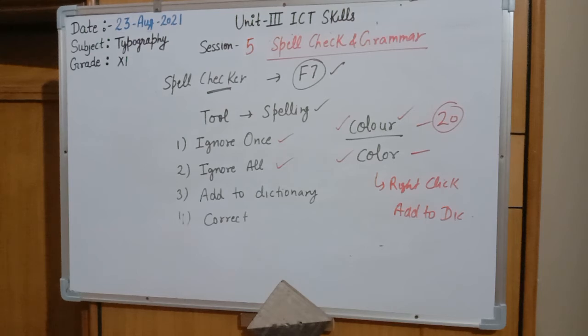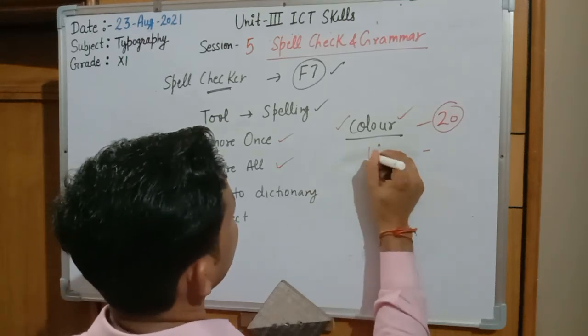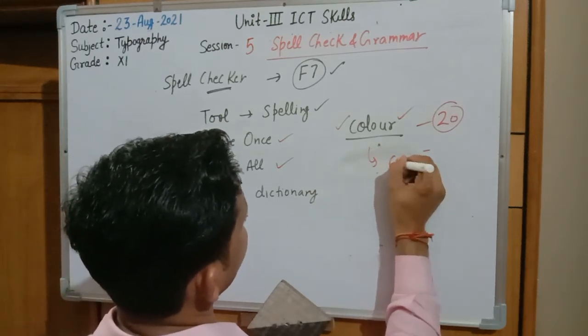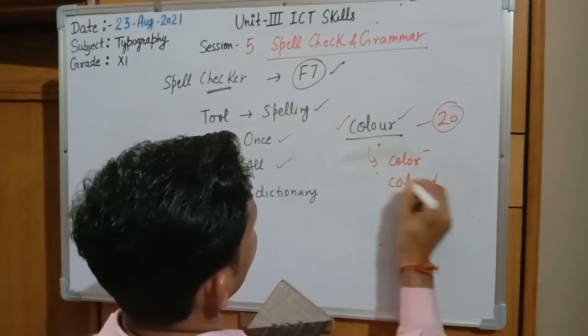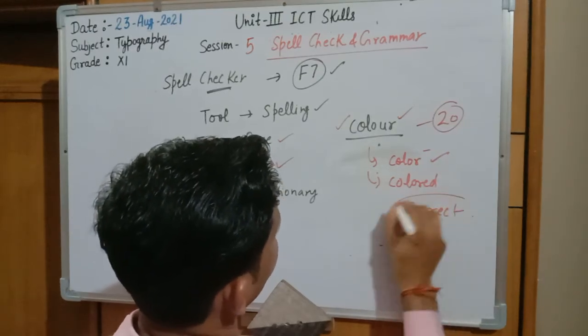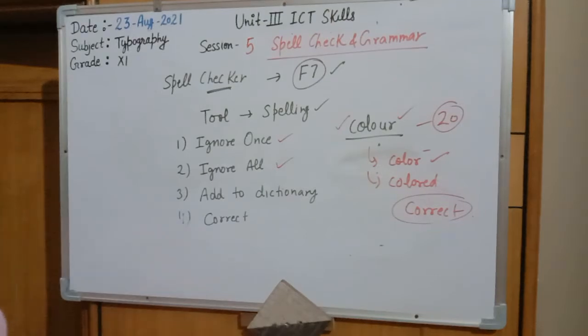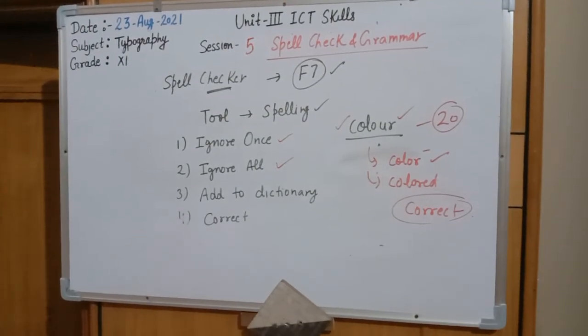Fourth one is the Correct option. You can select the correct spelling of the word from the suggestion list also. Then click on Correct. It will give suggestions whenever you click on this spelling, like COLOR or COLORED. We can select a spelling and click on the Correct option. It is to make a correction from suggested tips or ideas. This is the Correct option. So four options are there: Ignore Once, Ignore All, Add to Dictionary, and the fourth one is Correct.